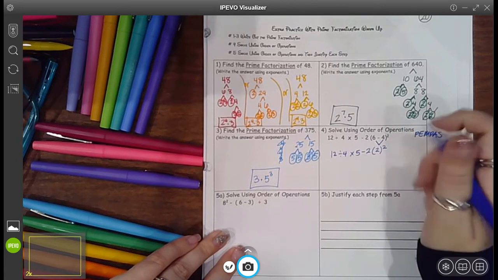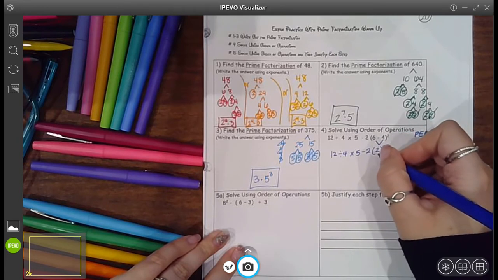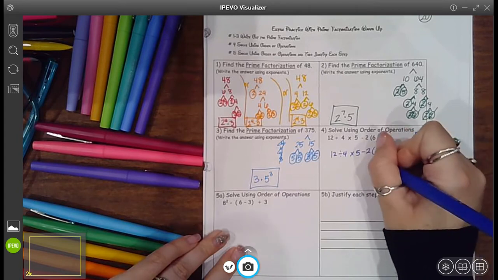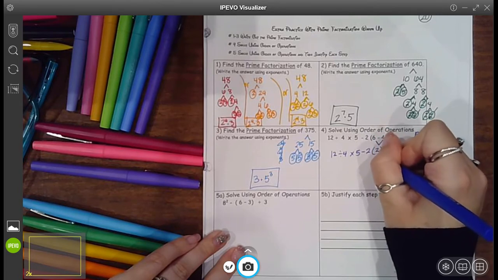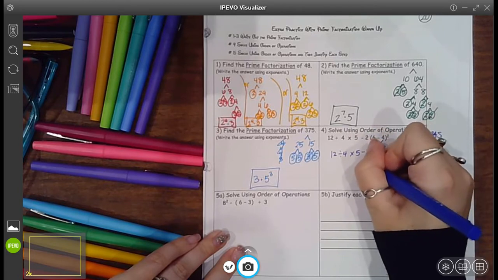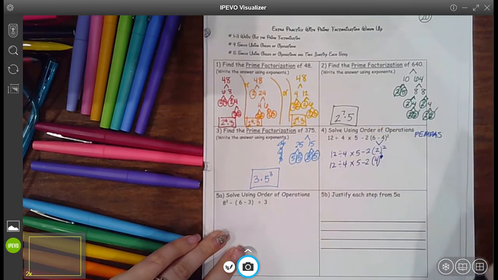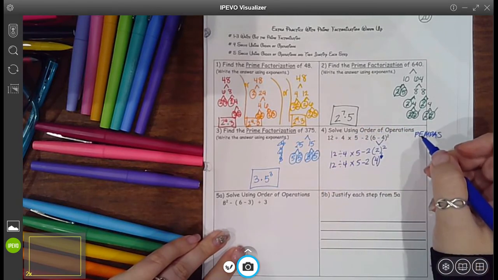It's not this number times 2. It's this number times itself that many number of times. So it's 2 times 2, which is 4, is what that simplifies to. And then I bring down that to the 5 times 4 divided by 12. All right, parentheses are gone.